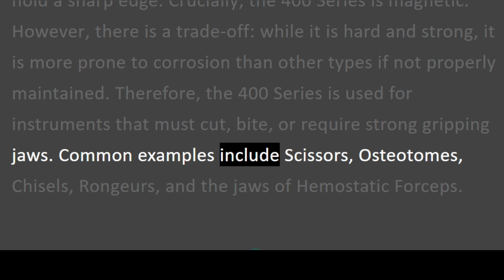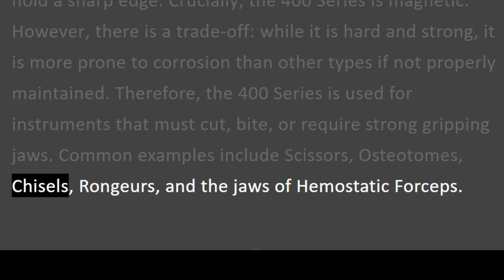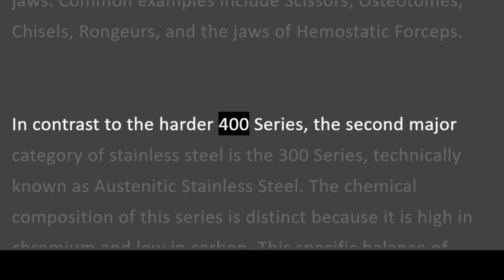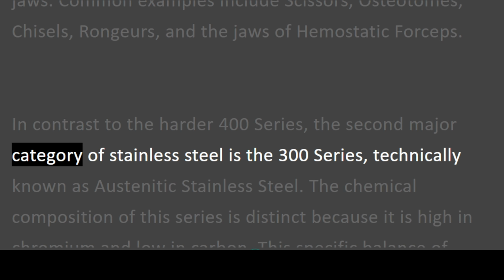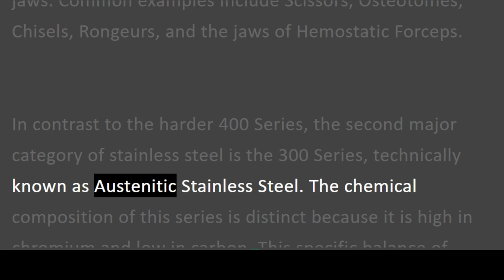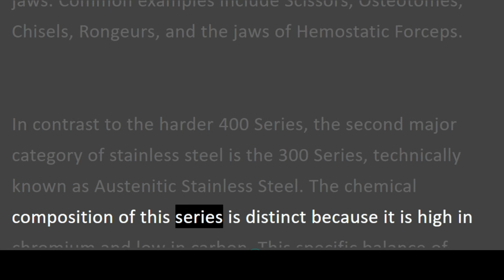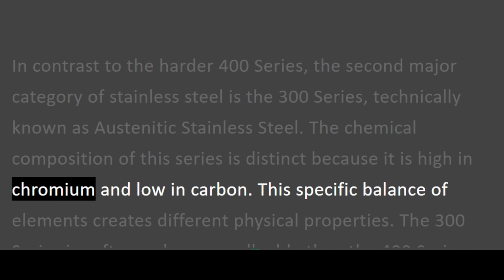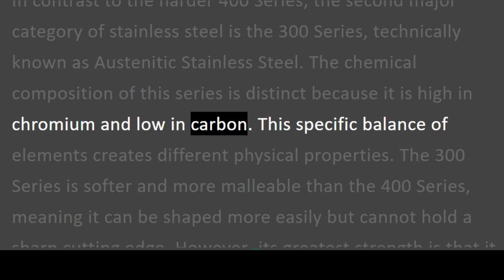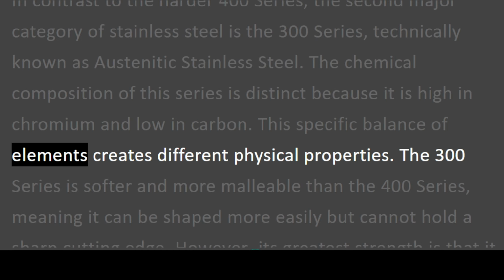Common examples include scissors, osteotomes, chisels, rongeurs, and the jaws of hemostatic forceps. In contrast to the harder 400 series, the second major category of stainless steel is the 300 series, technically known as austenitic stainless steel. The chemical composition of this series is distinct because it is high in chromium and low in carbon. This specific balance of elements creates different physical properties.